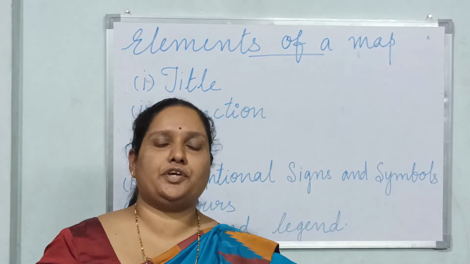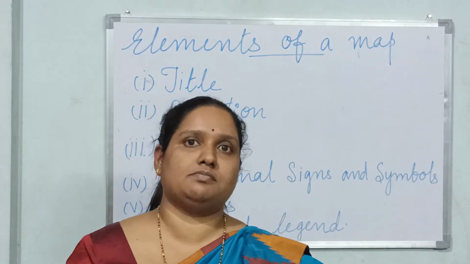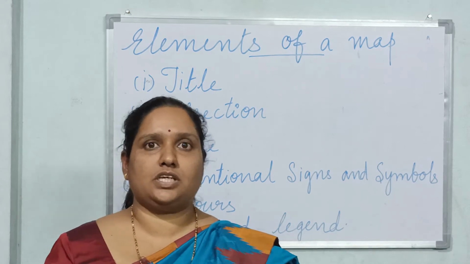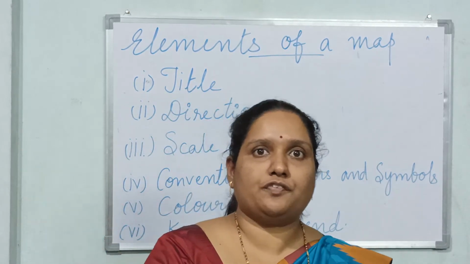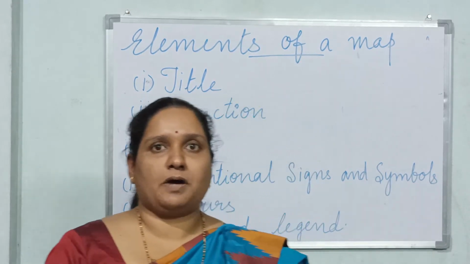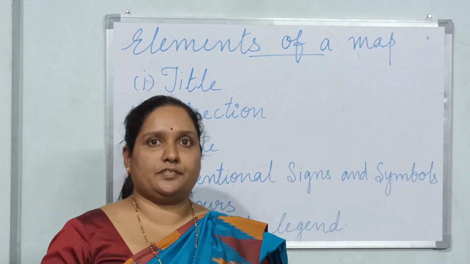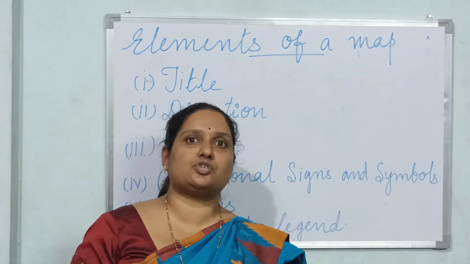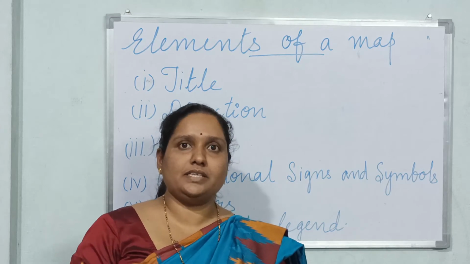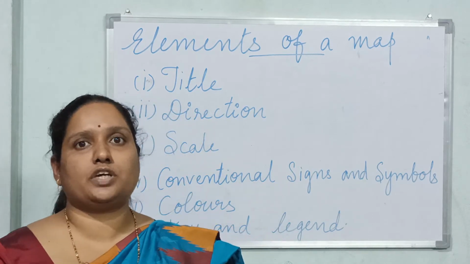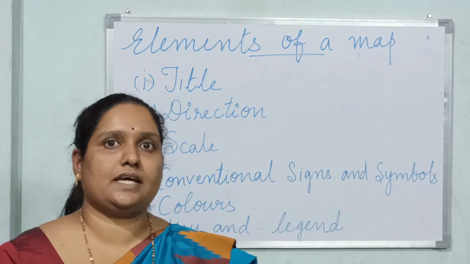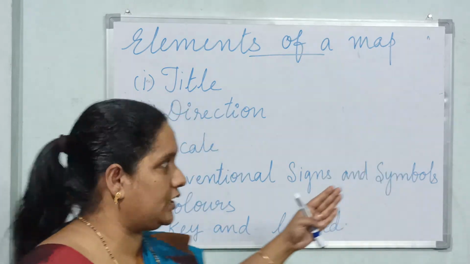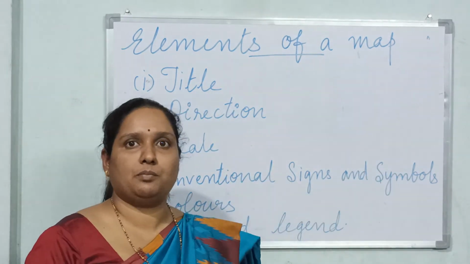In the previous two videos we have studied about what is map and globe, and then we have seen a video about what are the different types of maps. In this part we will study about what are the different elements that help us to read a map. There are mainly 6 elements which are very much necessary to understand a map. If we learn all these things, then we can understand the map properly.